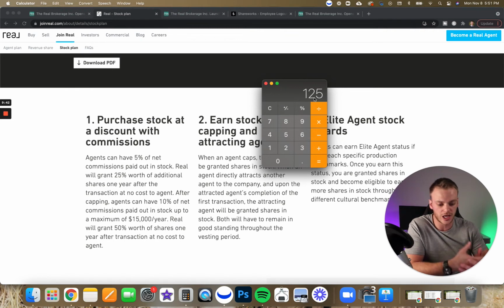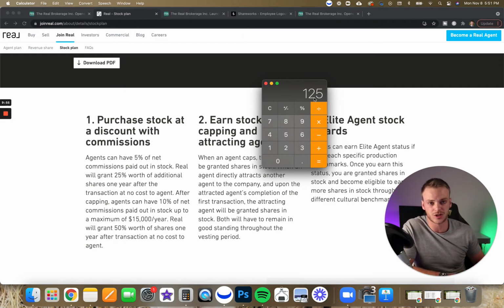So this is a game changer when it comes to being able to build long-term wealth with the company, and it's really an incentive tool for the brokerage to retain agents in the company. This is massive when it comes to keeping agents around and having them continue on with the company, because as you build up these shares, you have less and less incentive to actually end up leaving because you'd be forfeiting the value of those shares.